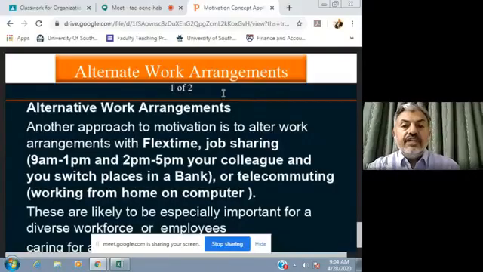Alternative work arrangements like flexi hours. You give a few hours flexible time, that if a person needs some personal time, they can go and do their own job, and then they come back and finish the task that was given to them by the organization. Job sharing: two people switch their jobs during a day, and they share each other's job, and so they have a variety of work to do in the same day.